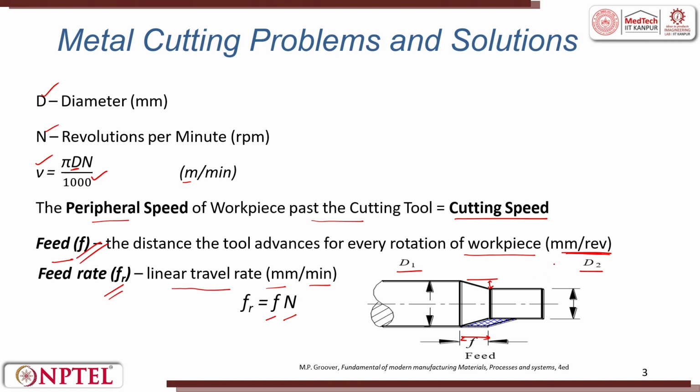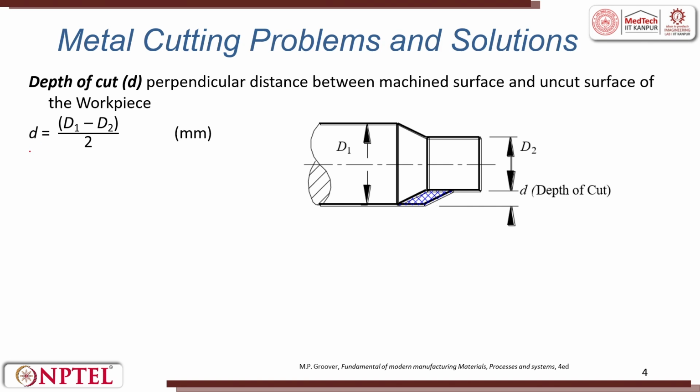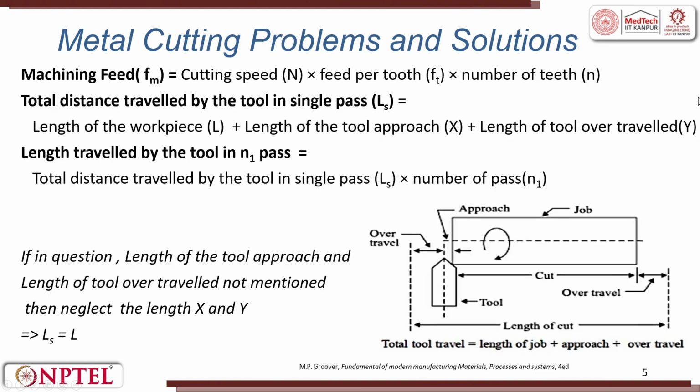Now, the depth of cut that I have given in the next slide is equal to d1 minus d2 by 2, that is, the initial diameter minus the final diameter by 2. This is the depth of cut, which is also generally given in millimeters. Now, before embarking upon the problem statements, let us try to see some more relations, because these are important.